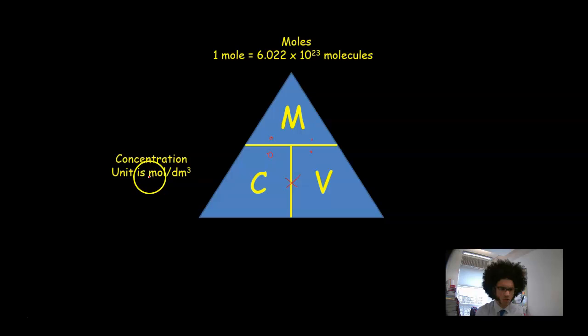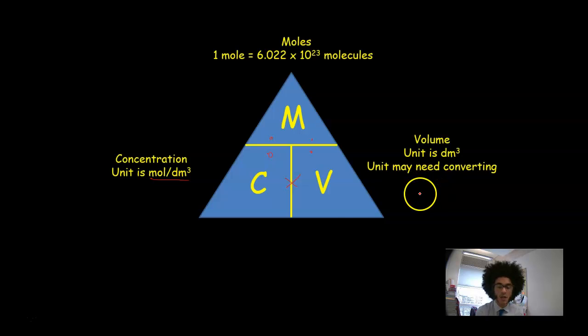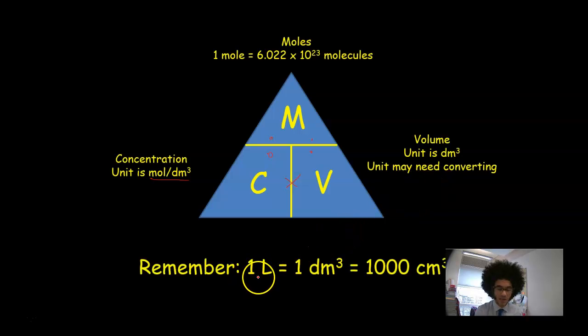The C here is concentration, the unit is always moles per decimeter cubed, and then the V is volume, the unit is decimeter cubed. This may often need converting, so just remember that 1 litre is the same as 1 decimeter cubed, which is 1,000 centimeter cubed.